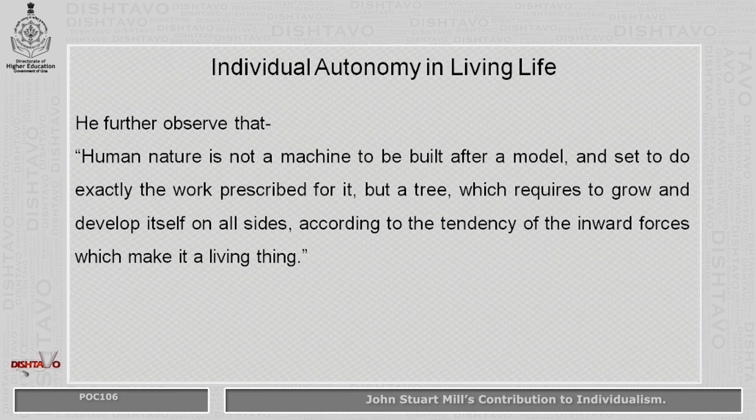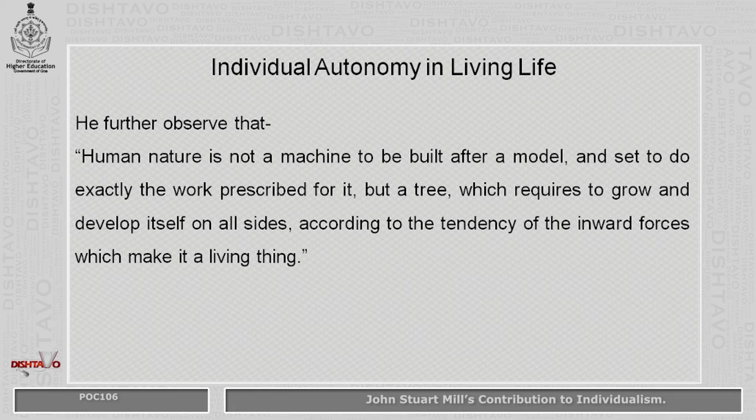Then individual autonomy in living life. J.S. Mill says, human nature is not a machine to be built after a model and set to do exactly the work prescribed for it. But human nature is like a tree which requires to grow and develop itself on all sides according to the tendency of the inward forces which make it a living thing. It's not a machine which is built by someone else.